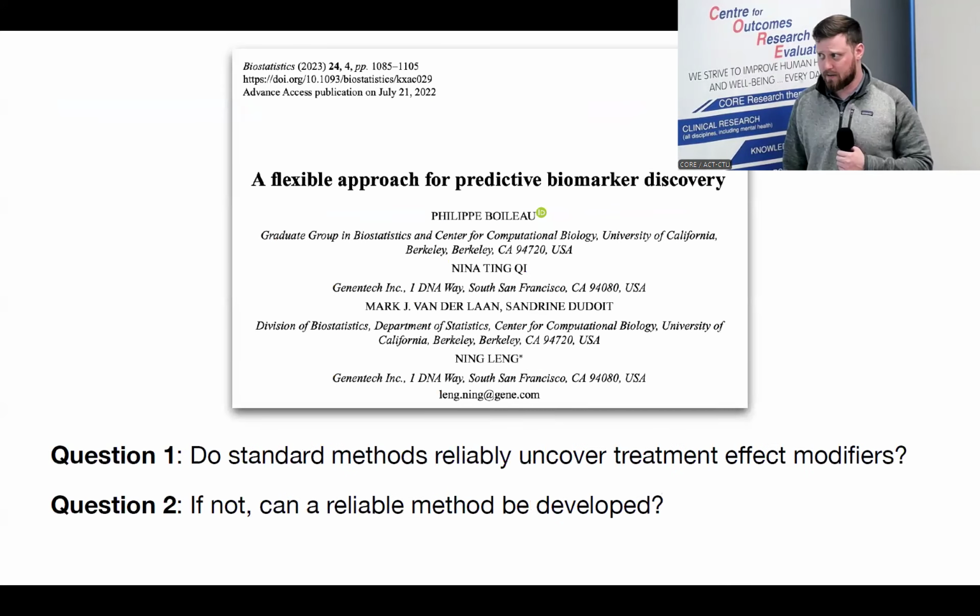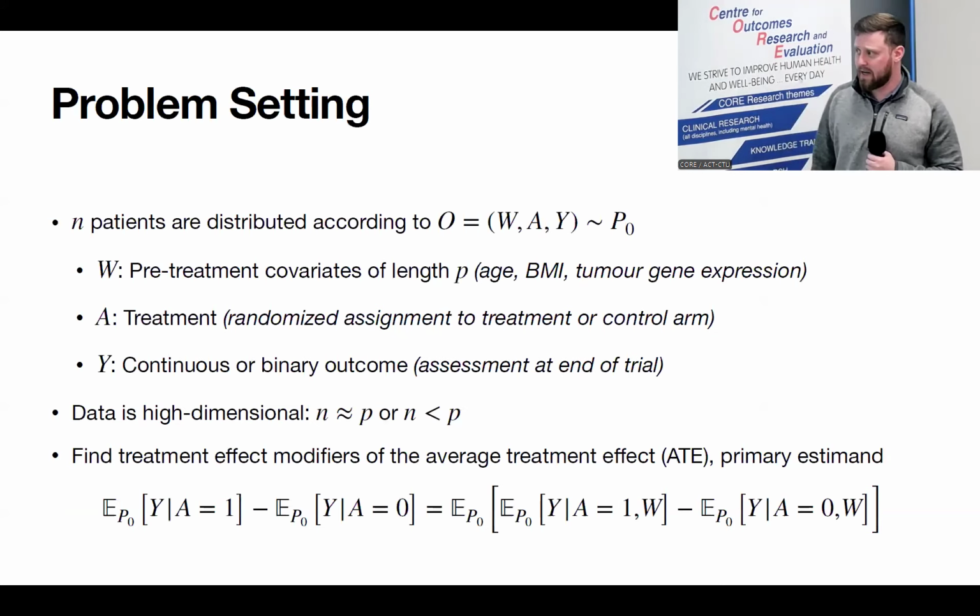And so this leads us to the first paper that we worked on in this sphere, where we asked two questions. Do standard statistical methods allow us to identify treatment effect modifiers reliably in high-dimensional clinical trial data? And if not, can a reliable method be developed? And so the problem setting is as follows.